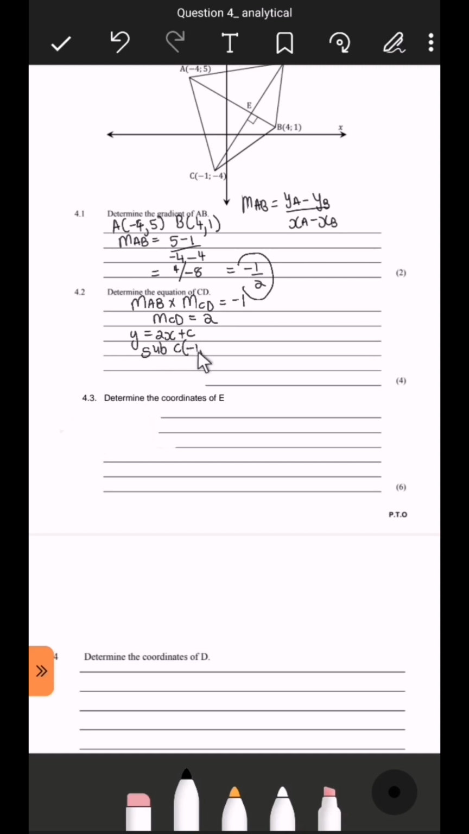C is (-1, -4). So in place of the y, we're going to have -4 equals 2 times -1 plus c. Then this negative 2 is going to come over the equal sign, meaning that we're going to be left with c equals minus 2. Therefore, our linear function is y equals 2x minus 2.